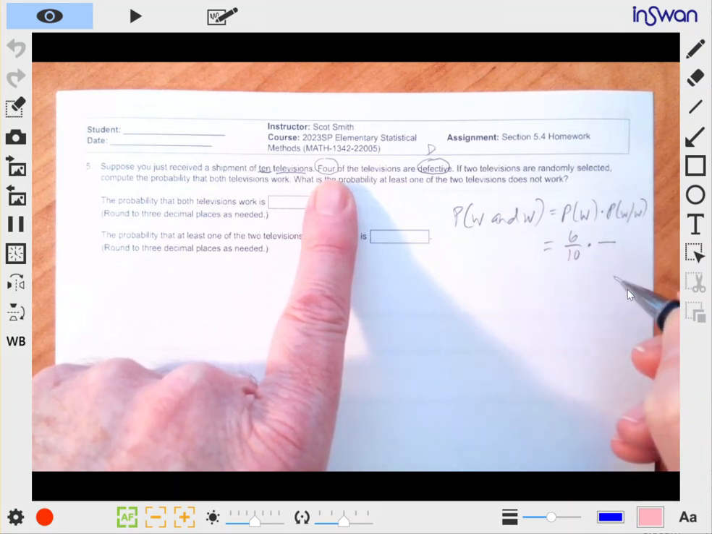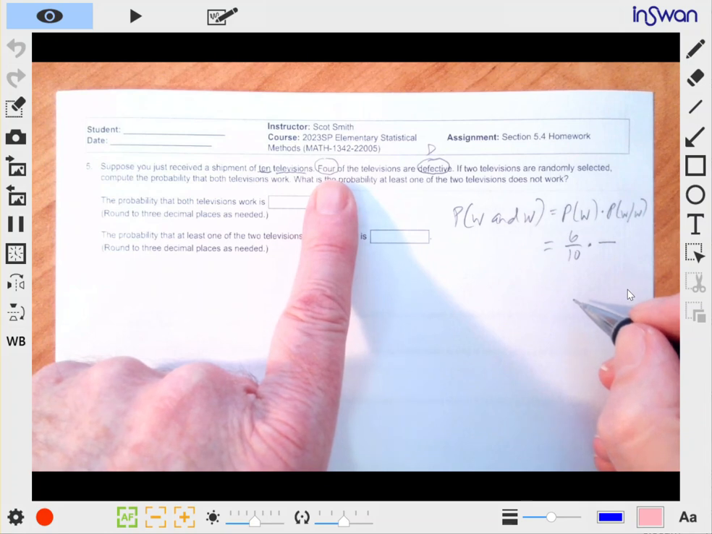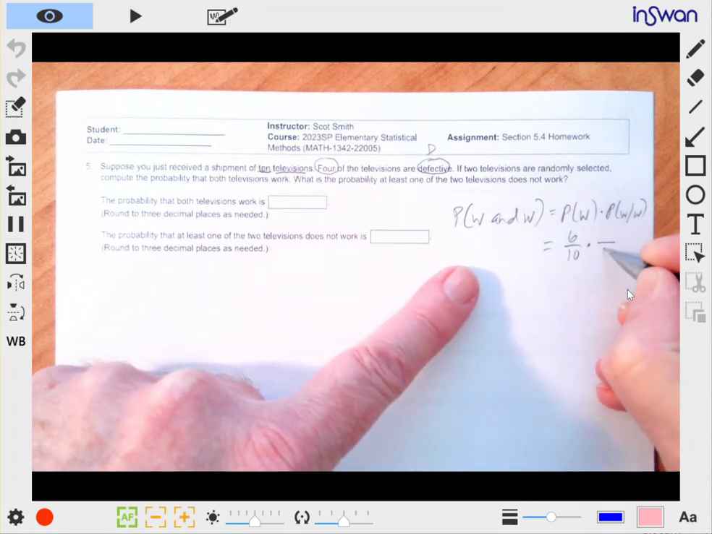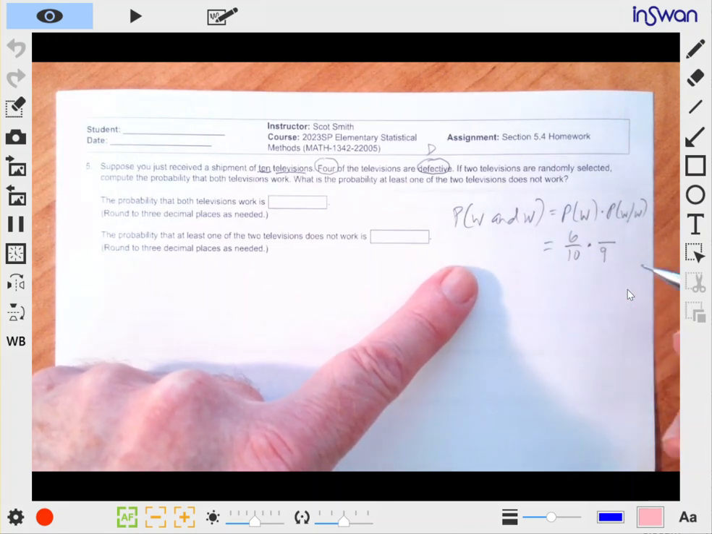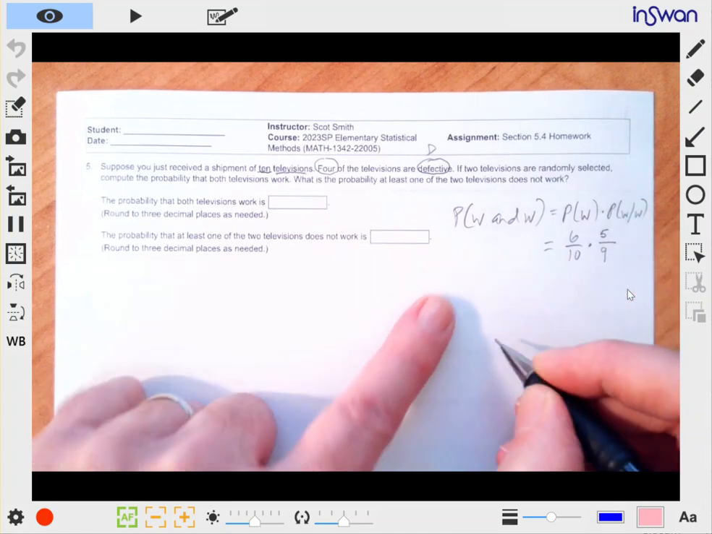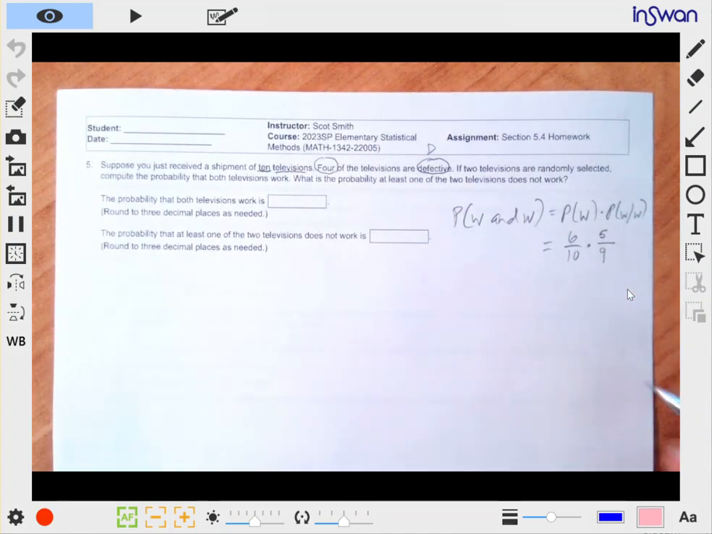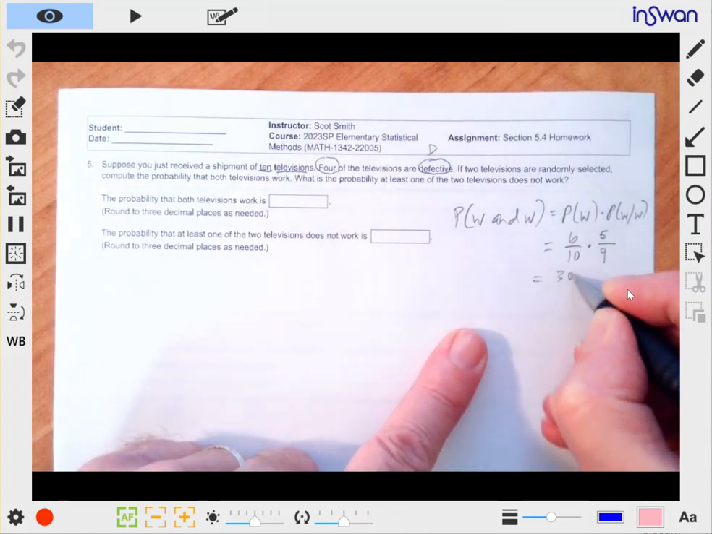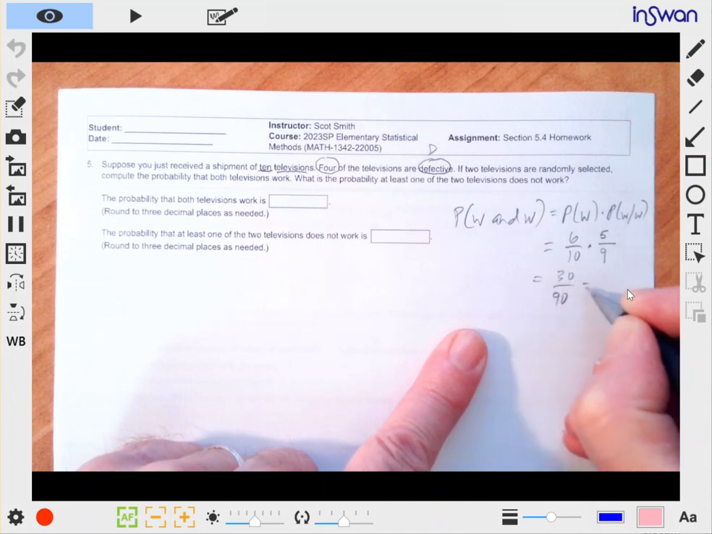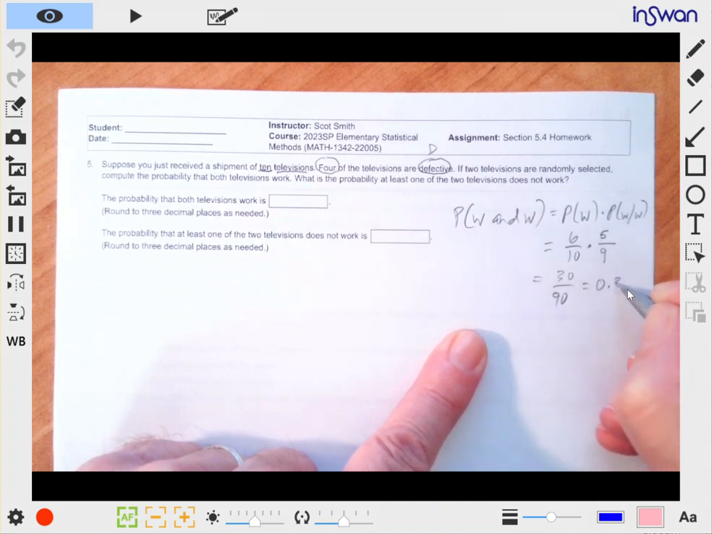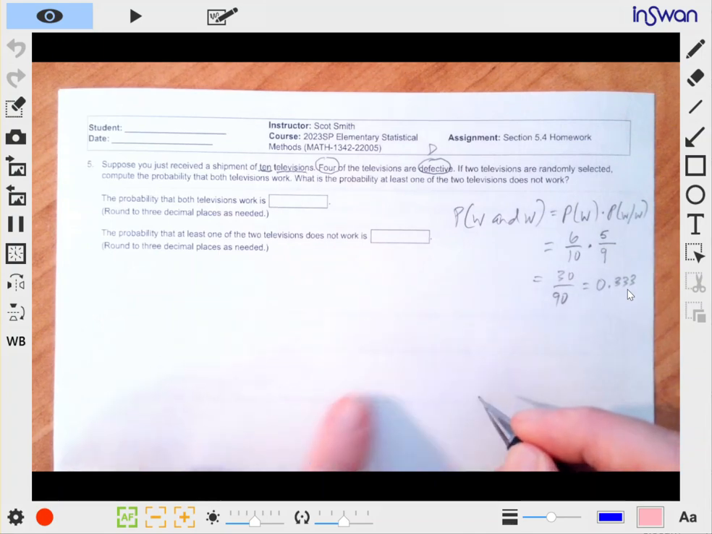Now we're assuming that we've already picked one TV that was not defective, one that worked. So now there's only 9 TVs. And the number that works, since we already picked one that worked, there's only now 5 to choose from. And so if we multiply these together, we get 30 over 90, which is 1/3 or 0.333.